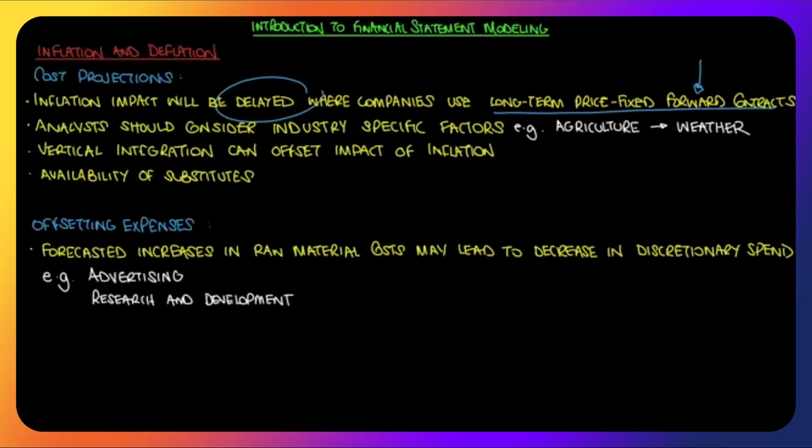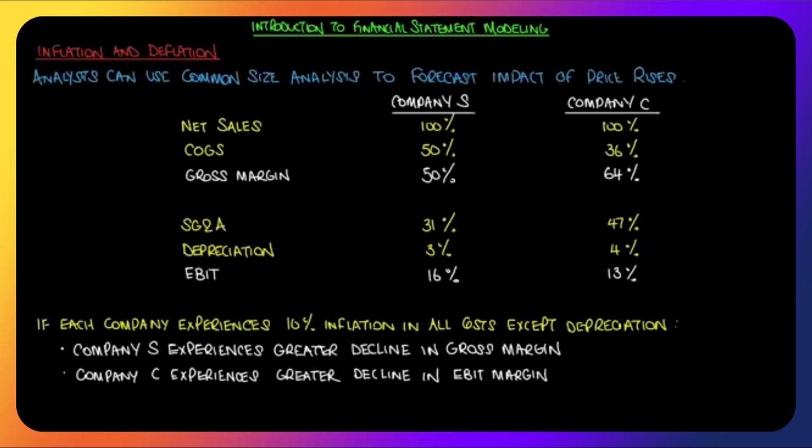So be aware as an analyst, increasing raw material costs might lead to a decrease in discretionary spend. Advertising may be cut, research and development may be cut. So you might want to build that into your short-term forecasts. However, thinking long-term, obviously if you cut back on these for long enough, it could hurt your brand. Now that was a lot of talking. We've actually got a break for some numbers now.